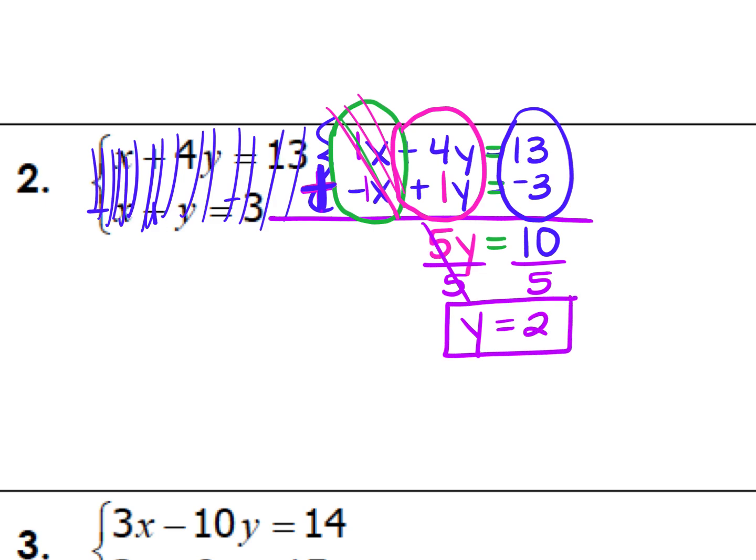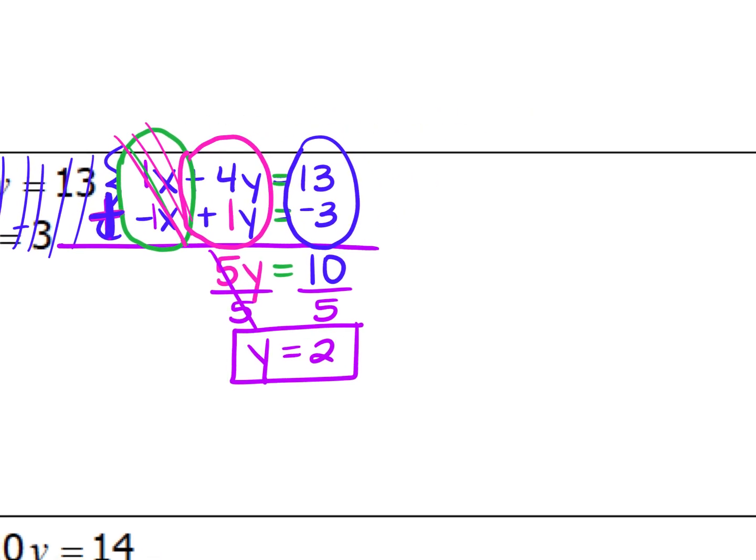Okay, now I scribbled all over my equations, but we had two original equations here. I'm just going to rewrite them here just so you can see them. X plus 4y equals 13, and negative x plus y equals negative 3. Those were the two equations that we started with, okay? What you're going to do is pick one of those equations and substitute your y equals 2 in place of it.